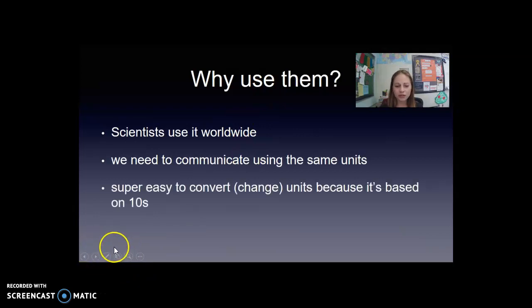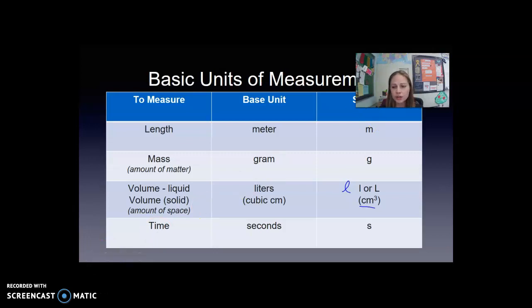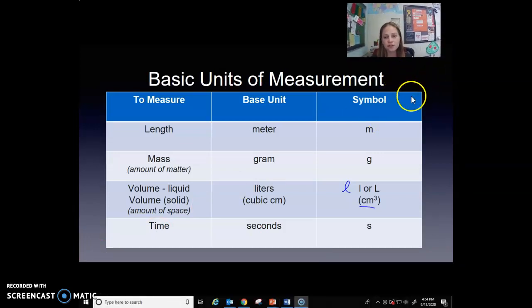Also, it's super easy to convert or change units because it is based on tens. Unlike our system, which has something like 2.54 centimeters in an inch, and so there are way crazy things like that. How many feet are in a mile? 5,280. How many inches in a foot? 12. There are so many different numbers you have to work with, whereas with the SI system, if you can do this or you can do this, then you can change units in the metric system.